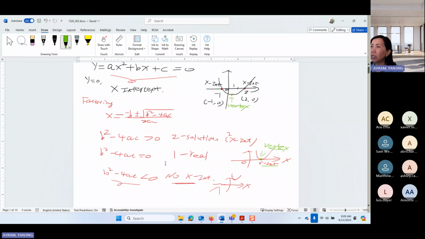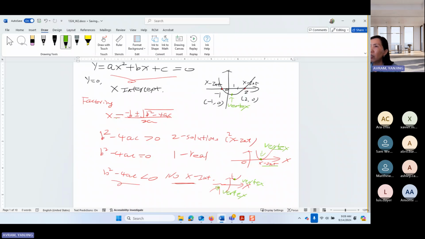In this one right here, even if you don't have an x-intercept, you still have a vertex right here. So a vertex for a quadratic always exists, okay? That is the vertex right here. All right, so the way we find the vertex is very different.